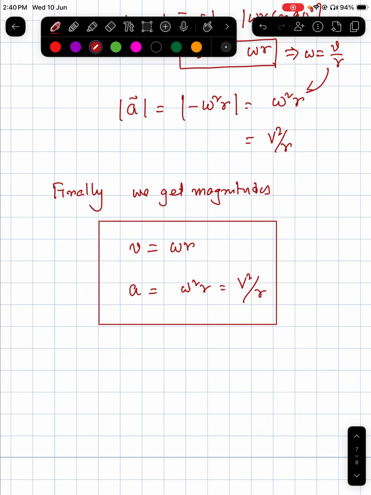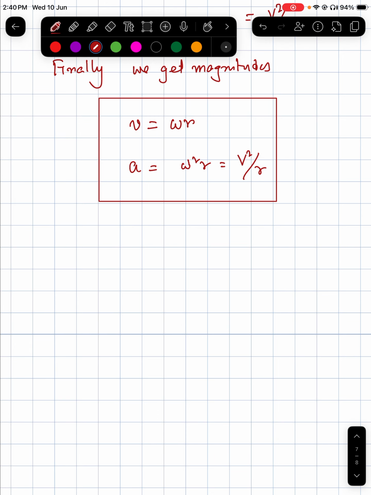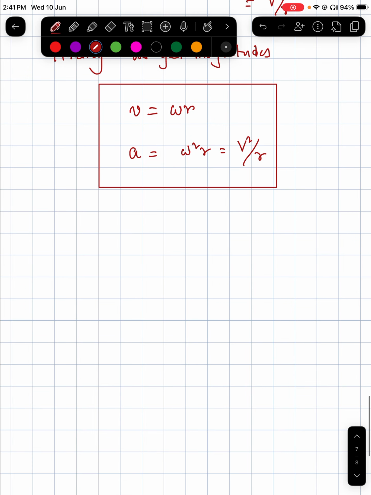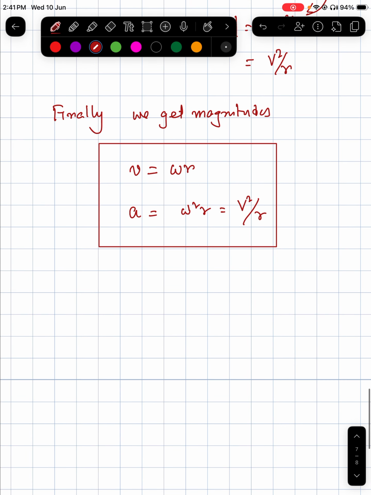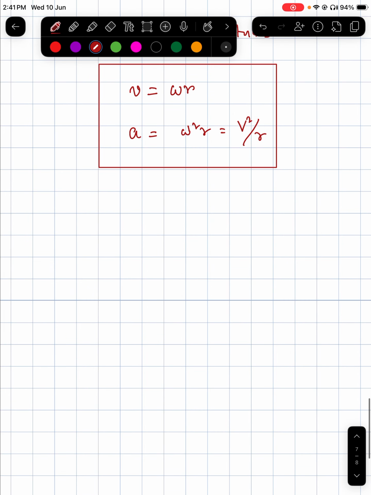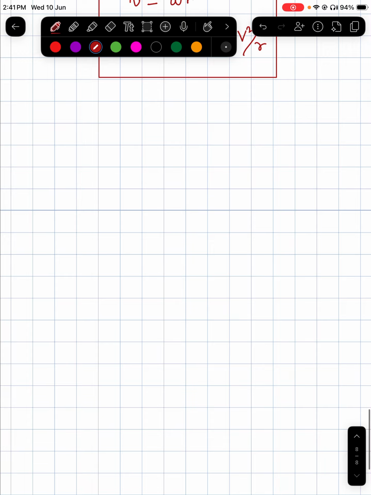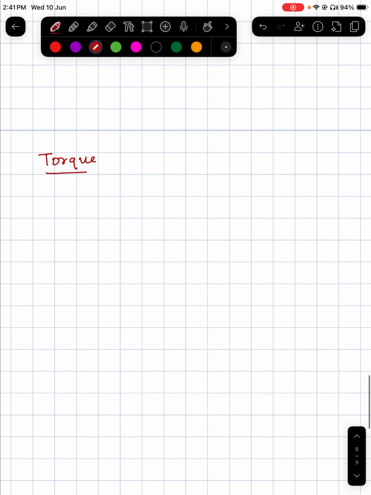Okay, so this is the final expression. So we are now done with the circular motions, uniform circular motions. We have found all the things properly, and we are going to see now what is the definition of the torque in circular motions, or in rotating motions.